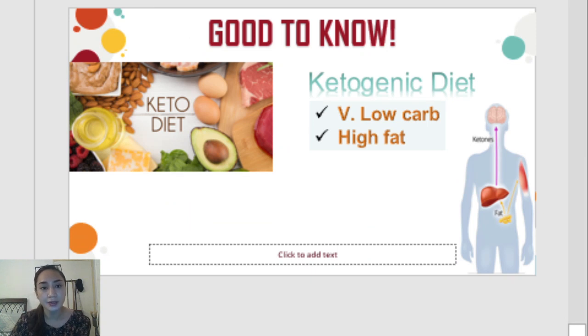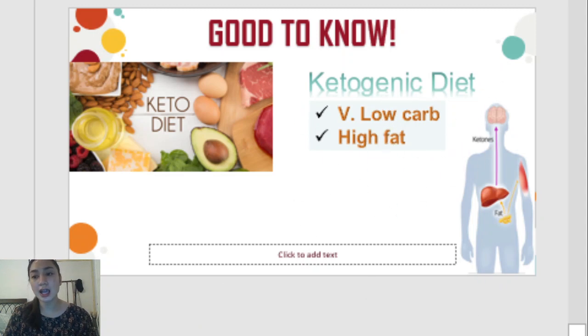So, we have what we call ketogenic diet. Ito ay very, very popular especially sa weight loss, kasi effective siya in a short term. However, in a long-term diet, hindi recommended ang ketogenic diet. So, anong meron sa ketogenic diet? When you are consuming very low carbohydrate intake and high fat intake.